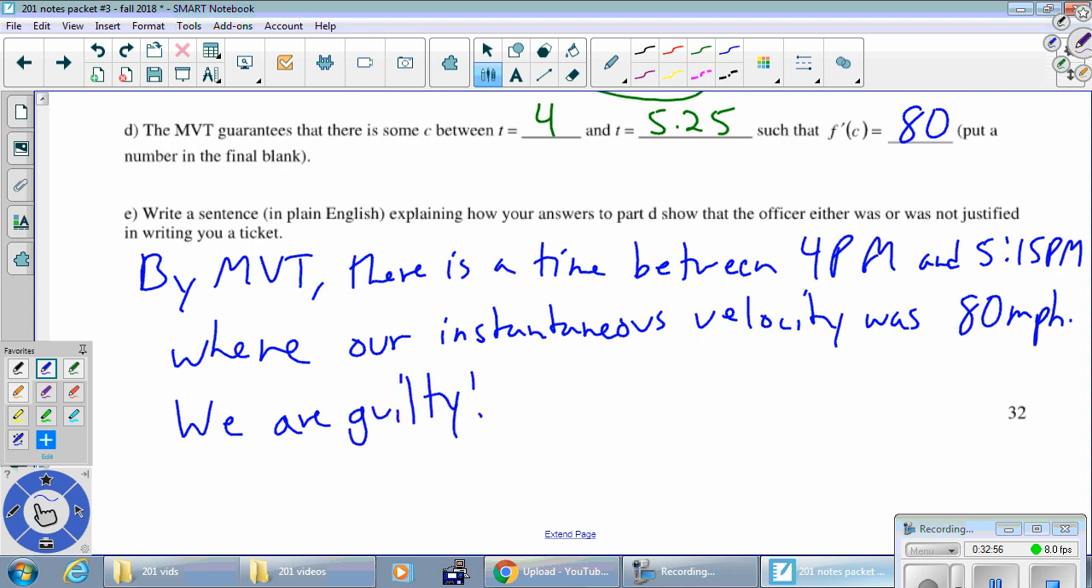Next time, leave yourself more travel time and go slower.